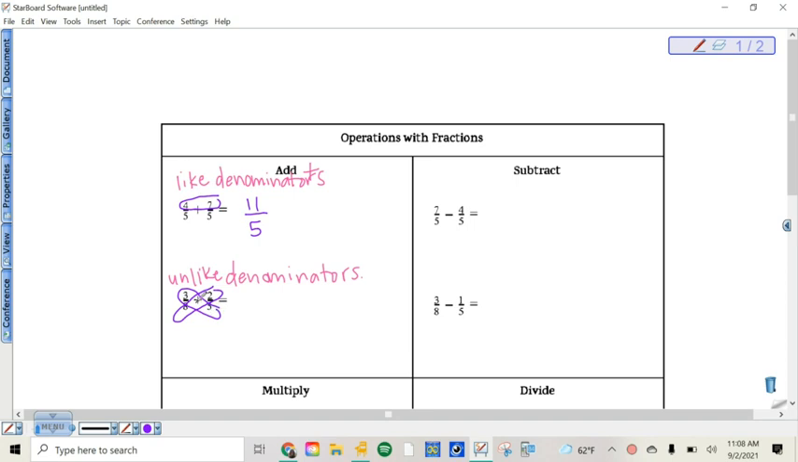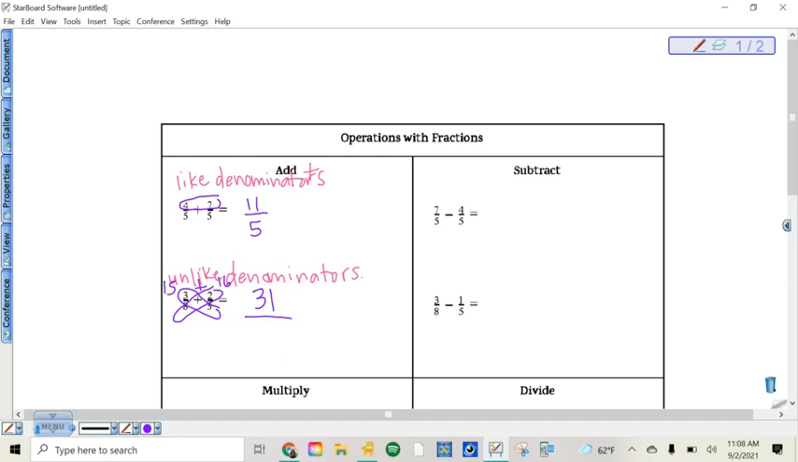So we're going to do 5 times 3. What's 5 times 3? 15. And 8 times 2 is 16. And what do I do with the 15 and the 16? Add them up. What's 15 plus 16? 31. 31. And then what do I do with these?